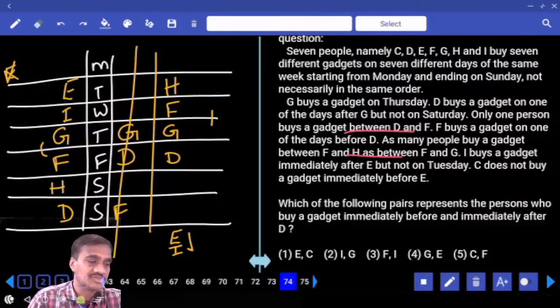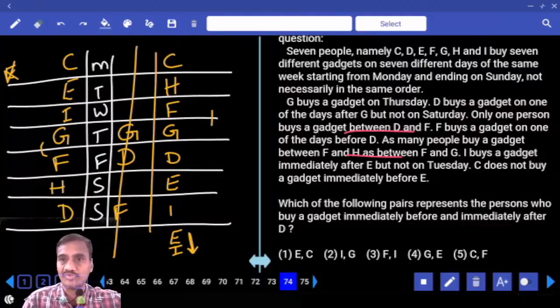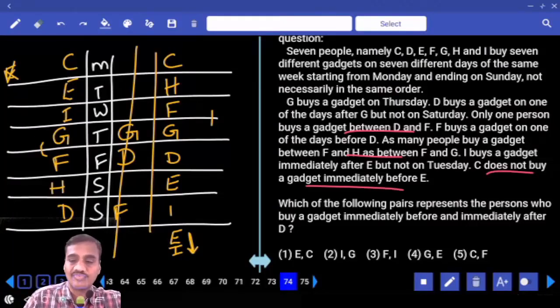Then tell me who is the person left over here? Only one more person is left over, that is C, no? As C is the person left over, C is here. Okay? And next one. Then coming back to this one, E and I must be adjacent to each other. What is the only possibility we have? E and I must be here. Then C must be at this place. Hence finally we have 2 possibilities till now. And C does not buy a gadget immediately before E.